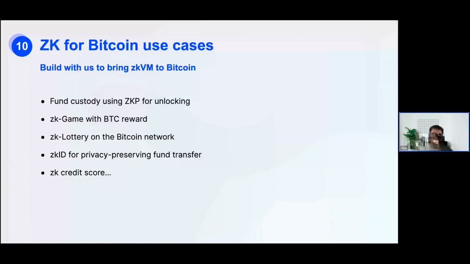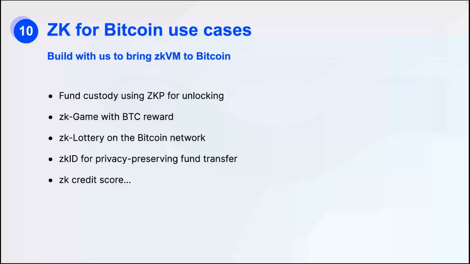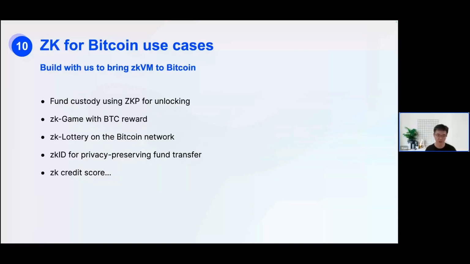For example, you can do fund custody using ZKP for unlocking, which means you can use ZK for any sort of computation, and the result of this computation can be used to unlock some fund in the Bitcoin network. And we can also use ZK for gaming. For example, there are quite a few ZK games on the market. Maybe when you walk out of a maze and defeat some enemies, you can generate a ZK proof for that and claim some reward on the Bitcoin network.